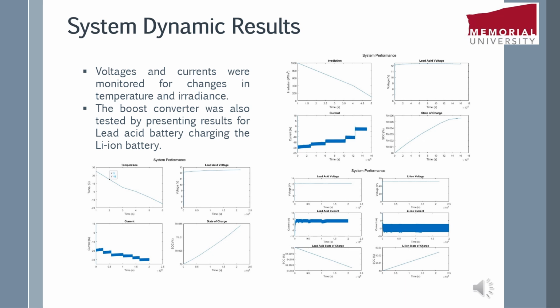We also tested our boost converter, which is our battery charger, and that is found on the right bottom side. We can see that the lead acid voltage is constant, and then it's charging the lithium ion voltage, which is also constant. The lead acid current is also constant, with the lithium ion current being constant. Now, because there's no control, there are a lot of ripples in the charging currents, which will be addressed in the control section. And now we can see that the lead acid state of charge decreases while the lithium ion state of charge increases.